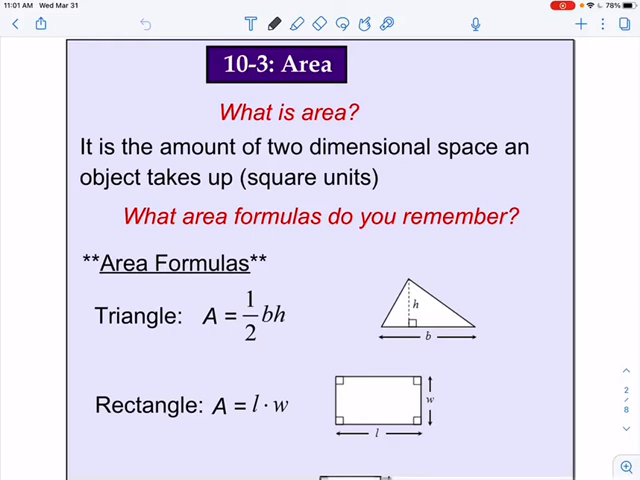Okay, so what is area? Area is the amount of two-dimensional space an object takes up in square units. So if you wanted to put carpet down in one of your bedrooms, that would be the area. Okay, so what area formulas do you remember that you've definitely seen and used before? We're going to go over those, but we're also going to take it up a notch and bring back in stuff that we've already learned this year as well.